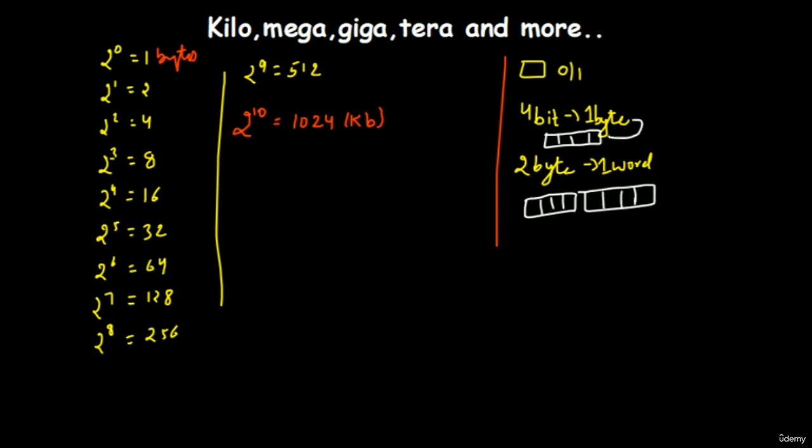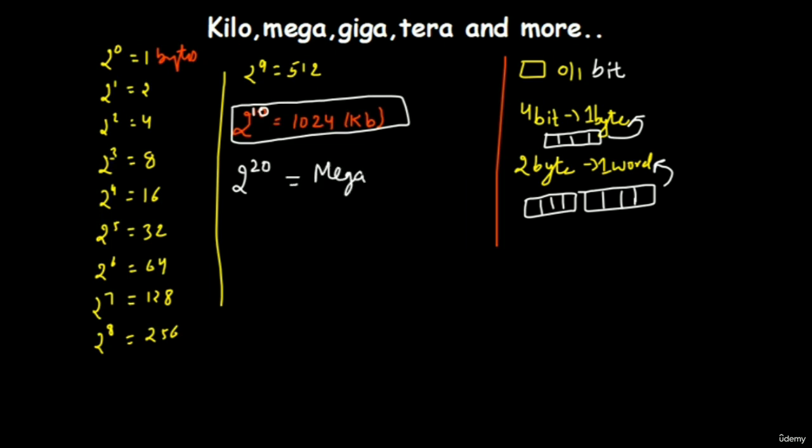So just the names, nothing much about that, but we are going to see these names again and again and again, so you must know this. When you hit the 10, you change the name. That's it. When you hit 2 to the power 20, that is mega. When you hit 2 to the power 30, that is giga. 2 to the power 40, that is tera, and so on.